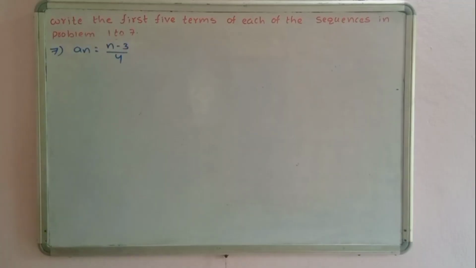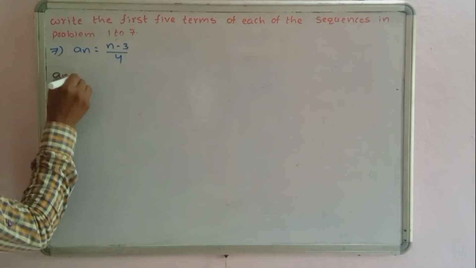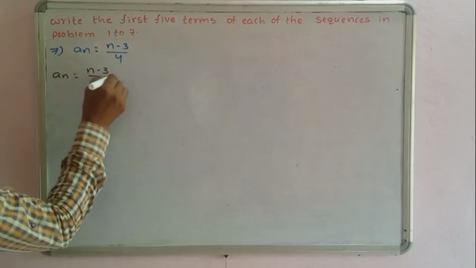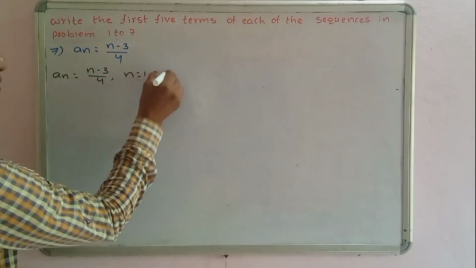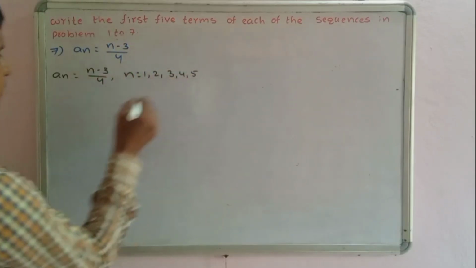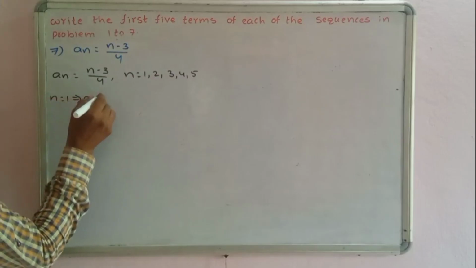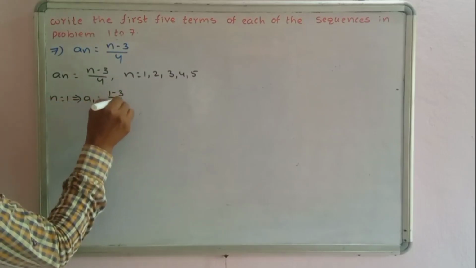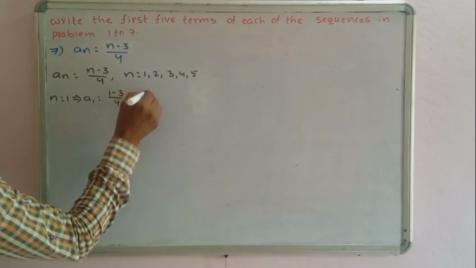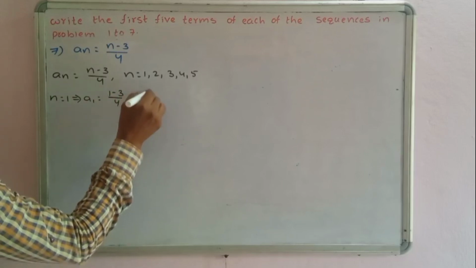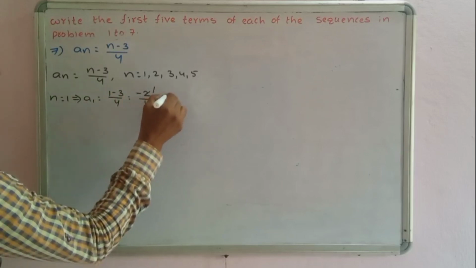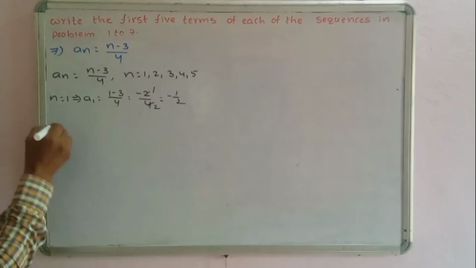Seventh one, a n equals n minus 3 by 4, where n equals 1, 2, 3, 4, 5. If n equals 1, a1 equals 1 minus 3 by 4. That is 1 minus 3 is minus 2 by 4. 2 ones are 2, 2 twos are 4. So minus 1 by 2.